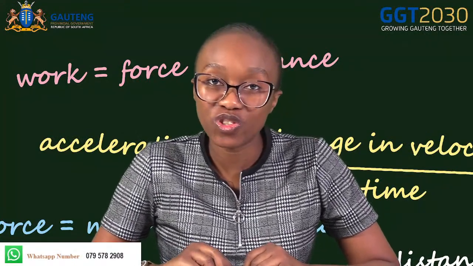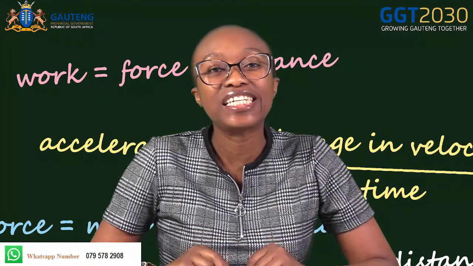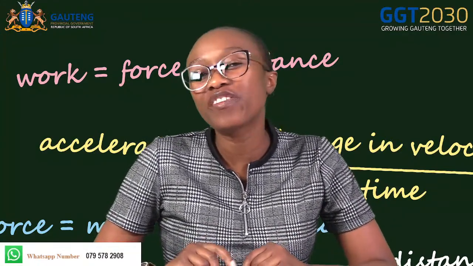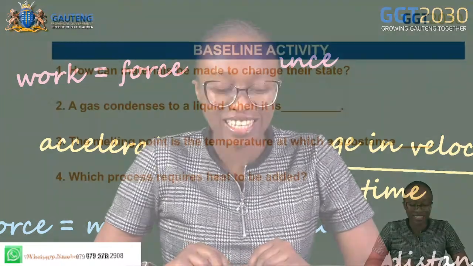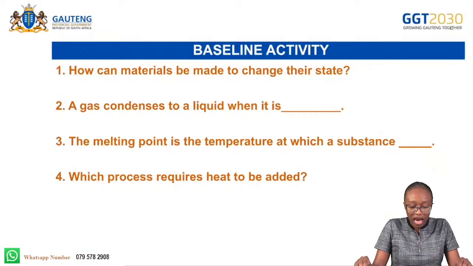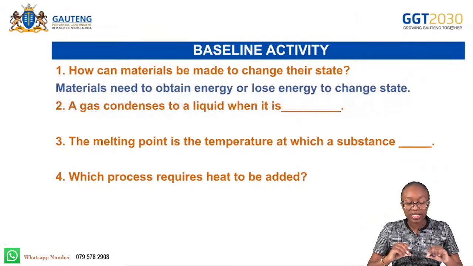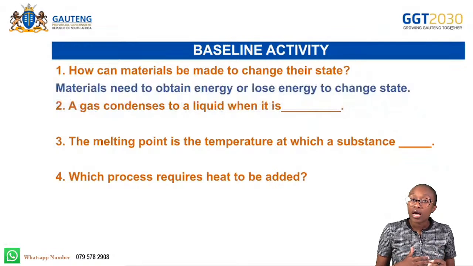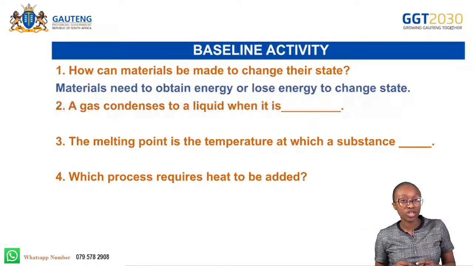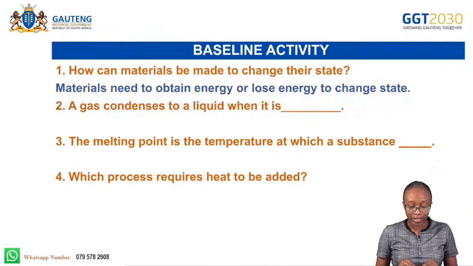Welcome back, learners. Now let's answer these four questions. I hope you are sending in your responses to our WhatsApp line, which is 079-578-2908. Let's answer the first question. How can materials be made to change their state? So what needs to happen? Right, materials need to obtain or lose energy to change state. So they need either to obtain energy or to lose energy for them to change their state.